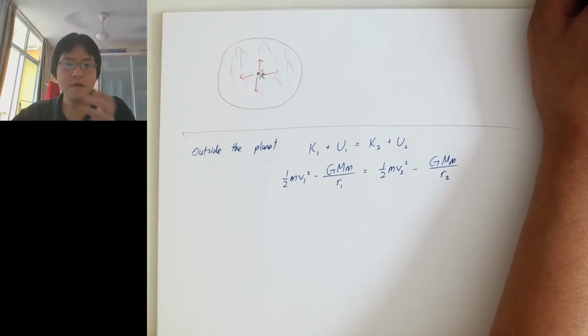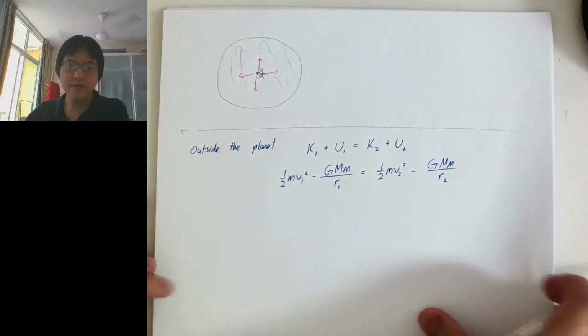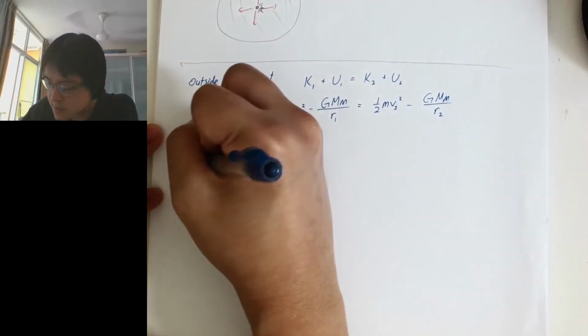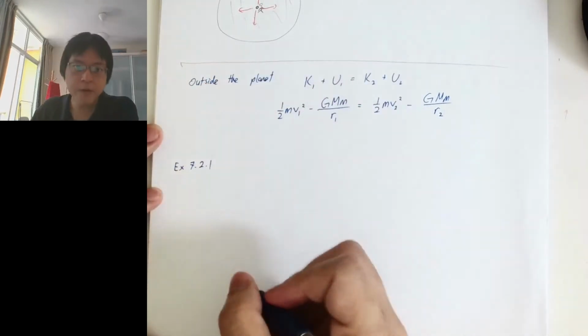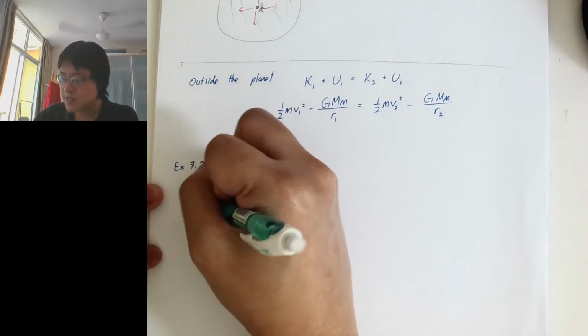Okay, so example 7.2.1. In this example, it's just to see how we use the formula. So in examples, I'm writing it down. 7.2.1: a rocket is launched from the surface of the Earth with an initial velocity u.